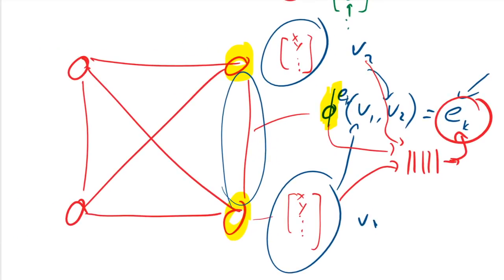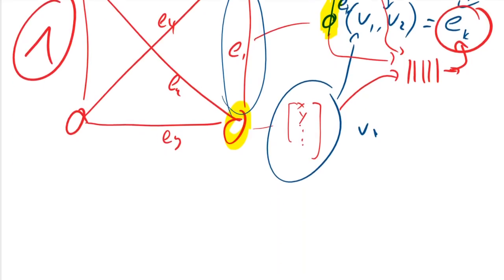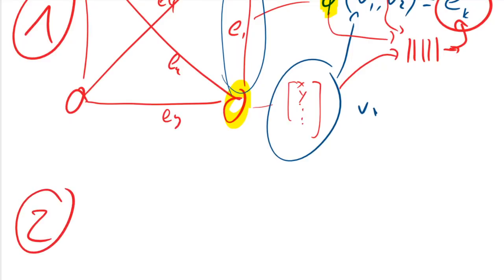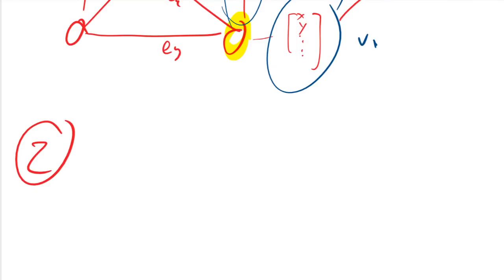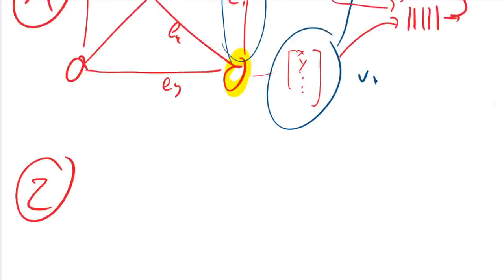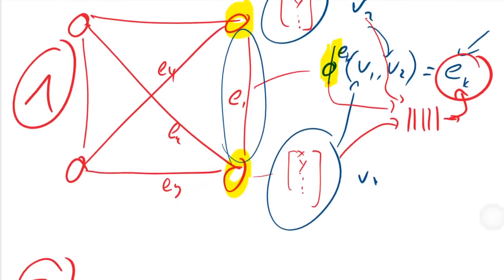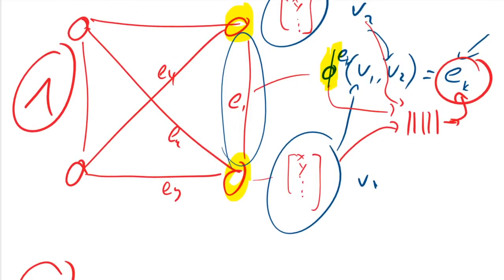Okay, so we do this for each edge. Maybe this is E1, this is E2, E3, E4. Each edge in parallel is going to aggregate information of its endpoints into that edge. And that's step 1: compute the edge messages. Step 2 is going to be to compute the vertex messages, or the vertex outputs. We said we're not actually interested in the edges. We're interested that each vertex ends up with an acceleration, with an output. So how are we going to do this?